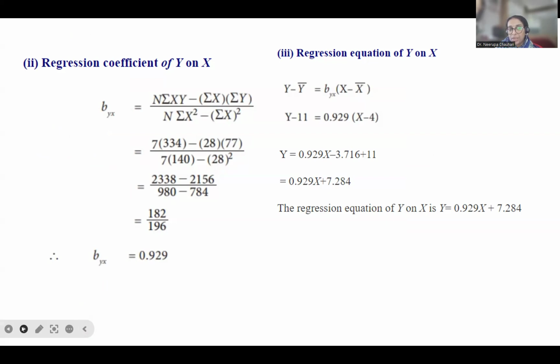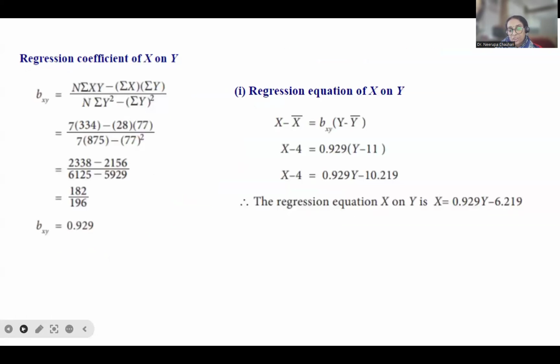The formula was byx is equal to n summation of xy minus summation x into summation y, divided by n summation x square minus summation x whole square. Put in every value and we get byx is equal to 0.929. Right? After this, we have to find the equation. That is y minus y bar is equal to byx into x minus x bar. So we put in the byx value, the x bar value as well as the y bar value, and we get the equation. This is one equation, that is y on x.